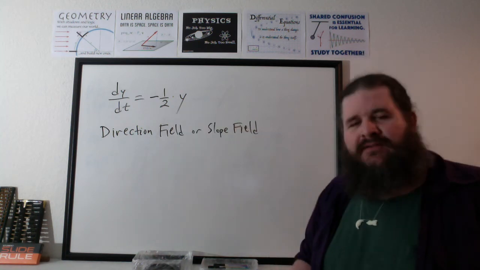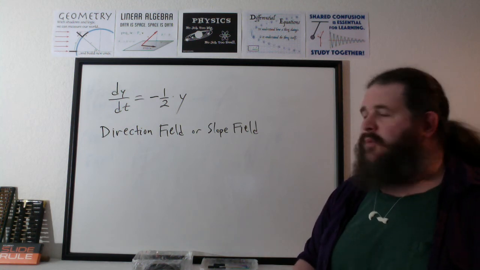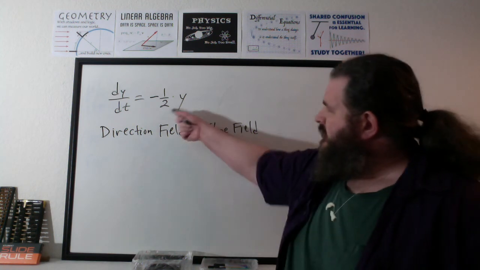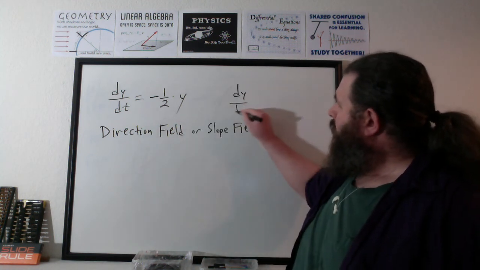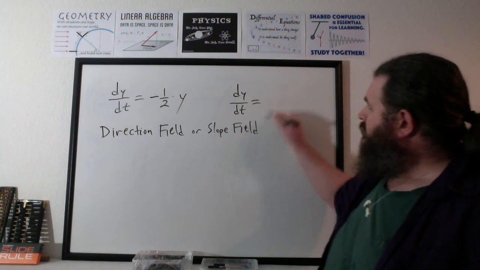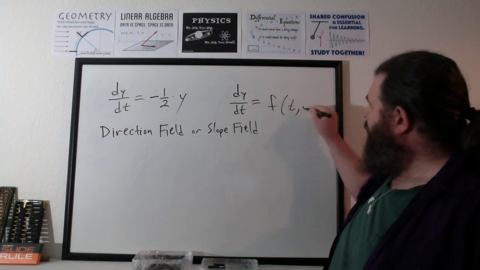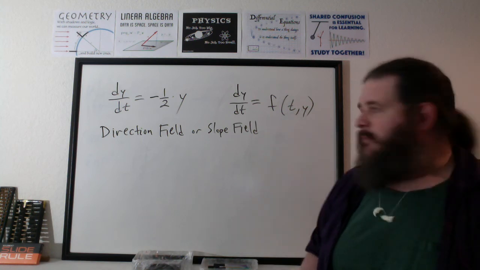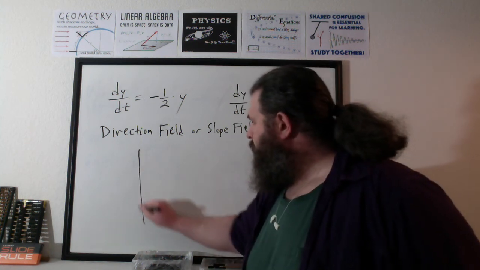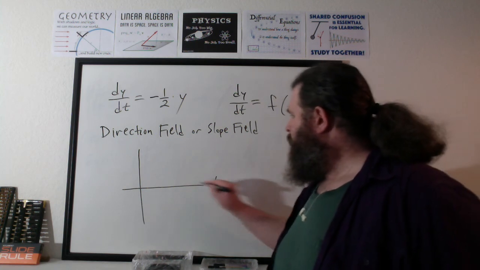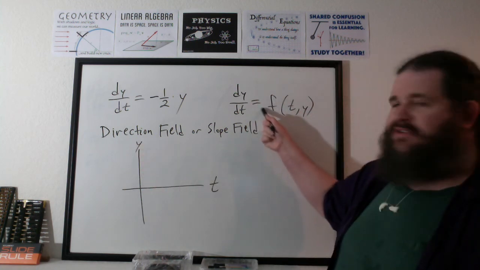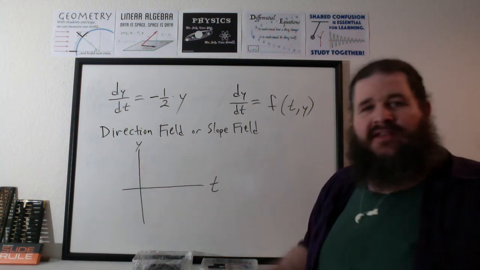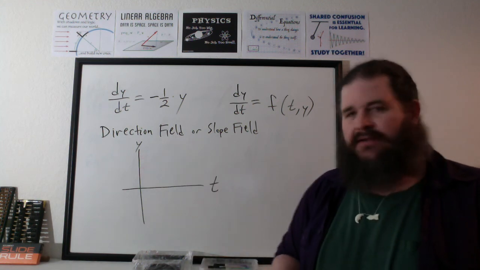The main idea is any differential equation tells you at a certain point, at a certain value of t and y, what is the derivative going to be. And in this case, it doesn't depend on t, but more generally, a differential equation is going to be derivative of y with respect to t equals something about t and y. So if you have a t value and a y value, if you have a point on the ty graph, the differential equation tells you the slope at that point. We can graph that by drawing ty axis and drawing what the slope would be at each point.